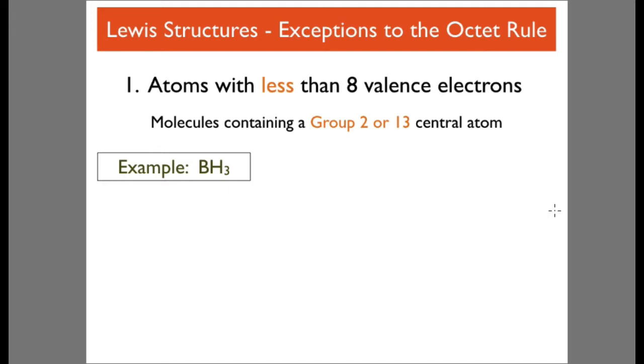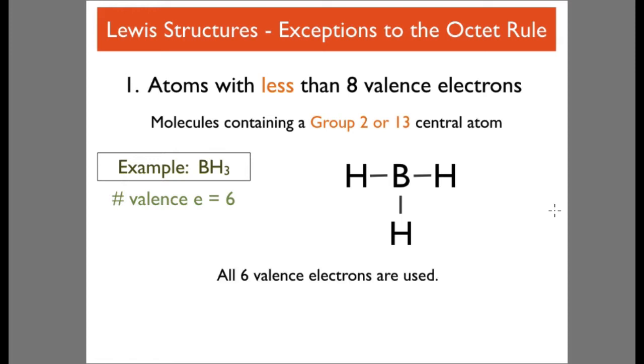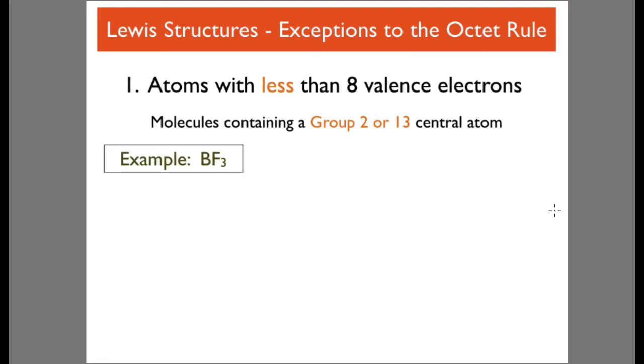One example would be boron trihydride. The number of valence electrons here is 6. This here is the structure, so there's single bonds between the hydrogen and the boron. The boron has 3 valence electrons, and each hydrogen is sharing a single electron, which comes to 6. All 6 valence electrons are being used, and the central boron atom only has 6 valence electrons. So what's going on? Why is this possible?